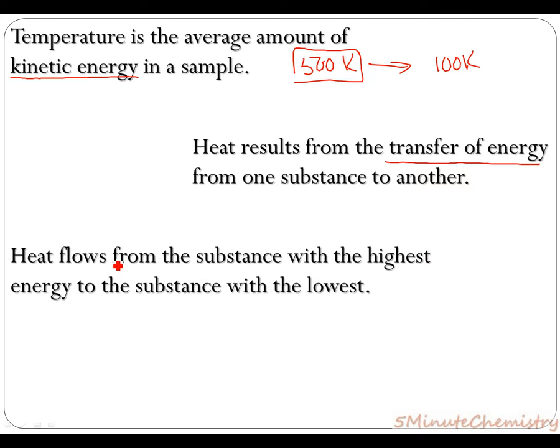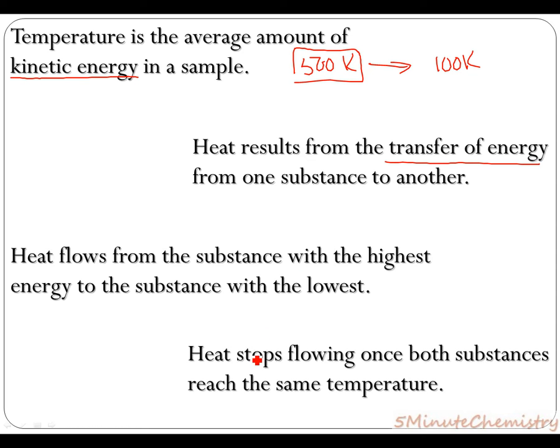One thing that we have to consider also is that heat always flows from the substance with the highest energy to that of the lowest. So in the sample that I began with, notice that my arrow goes from the 500 Kelvin to the 100 Kelvin. Heat always works in this way. It's going to go from the highest concentration of energy to the lowest concentration of energy. So it's going to spread out in that way.